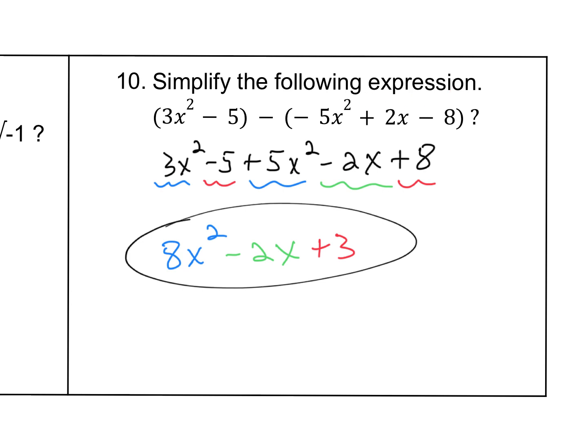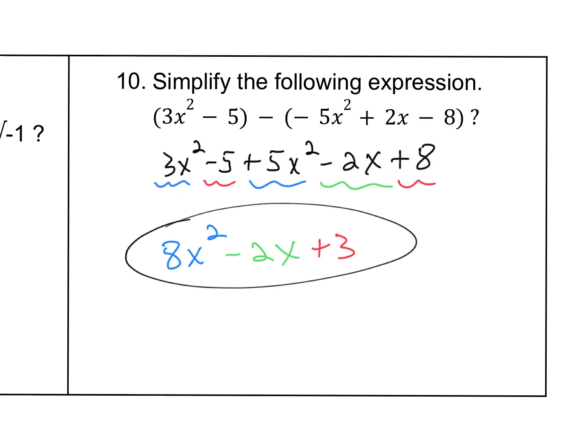Simplify the following expression. 3x squared minus 5 in a set of parentheses minus, and then in this parentheses, -5x squared plus 2x minus 8. Okay, I've rewritten it without the parentheses, because what I've done is I've distributed this negative to all 3 of these terms. So minus -5x squared became plus 5x squared. Minus positive 2x, I wrote minus 2x. And minus -8 becomes plus 8.